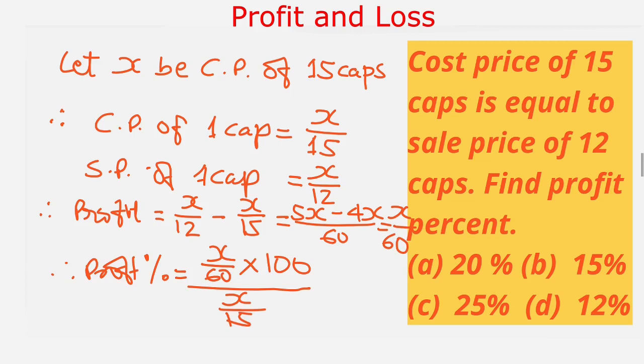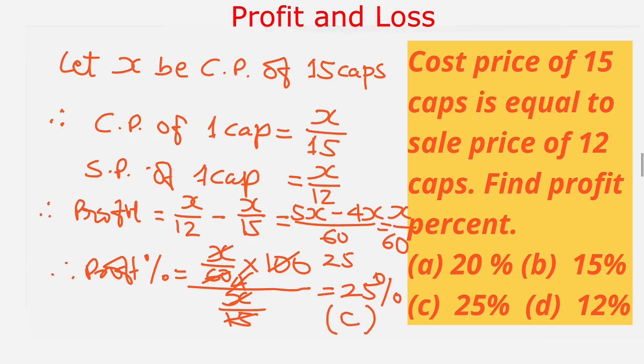As we know, profit percent is profit multiplied by 100 divided by cost price. So this is x upon 60 multiplied by 100 divided by x upon 15. The x of the denominator is cancelled by the x of the numerator. 15 cancels 60 four times and 4 cancels 100 twenty-five times. So this is equal to 25%. And from the given options, our answer is option C.